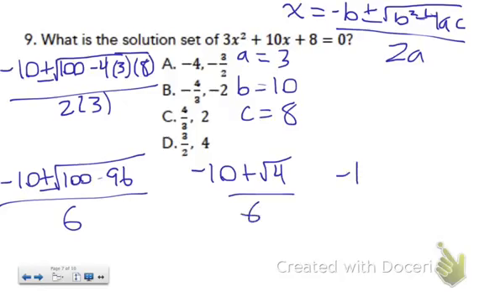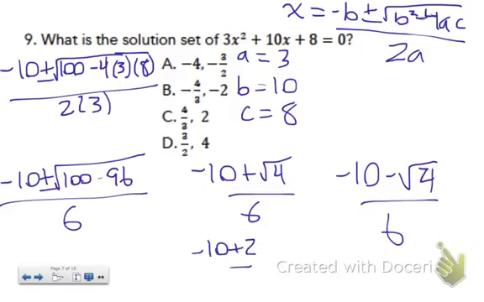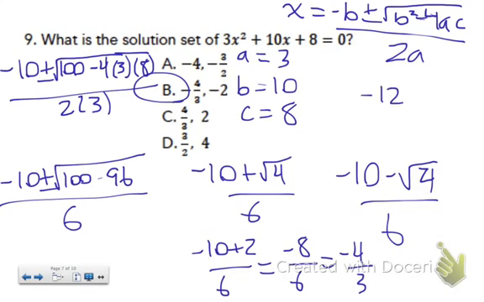and negative 10 minus the square root of 4 over 6. Well, the square root of 4 is 2, so negative 10 plus 2 over 6, which equals negative 8 over 6, which equals negative 4/3. Okay, so then I kind of already know it's b, but then negative 10 minus 2 is negative 12 over 6, which equals negative 2. So I know it has to be b.